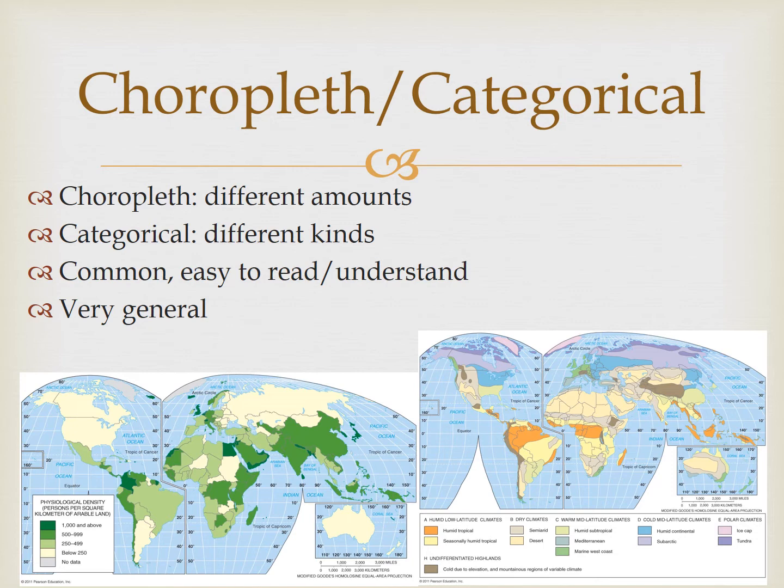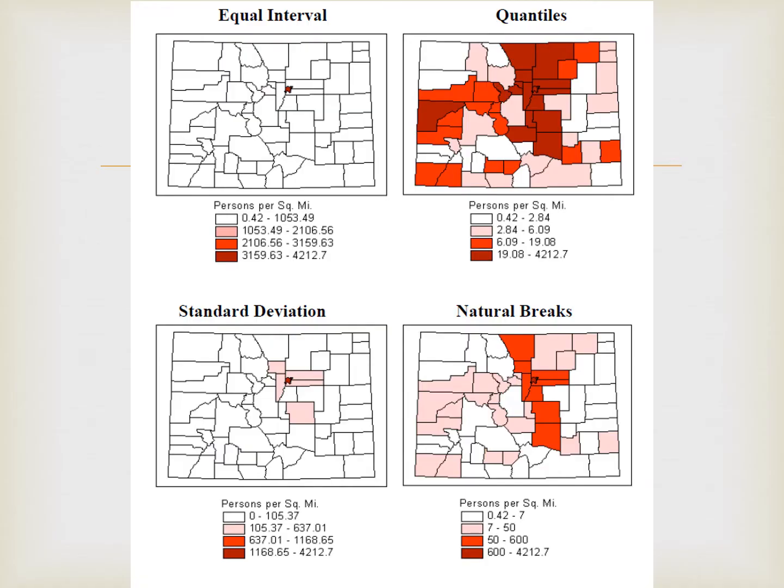Categorical maps represent different kinds of data and thus usually have different colors. In this case, we see several different classes of climate with variations within each one. And these maps tend to be very common, and thus people usually have experience reading them. However, they can be very general, and that can cause issues with the way that the data is grouped together or visualized. So let's dive into the weeds a little bit as far as grouping or classifying of data goes.